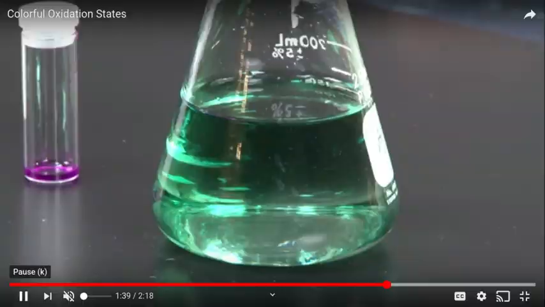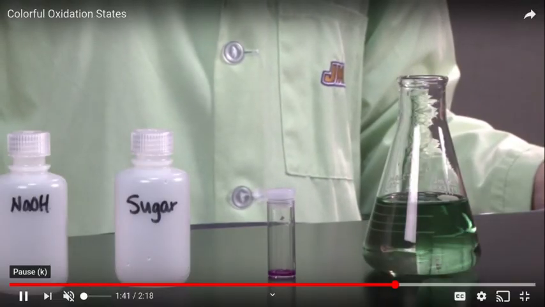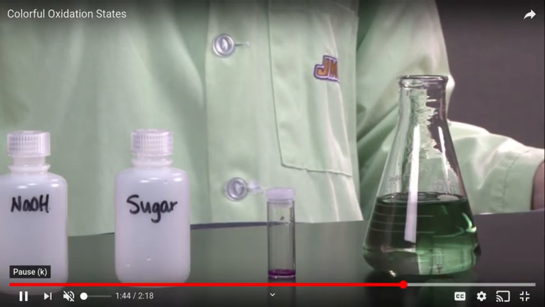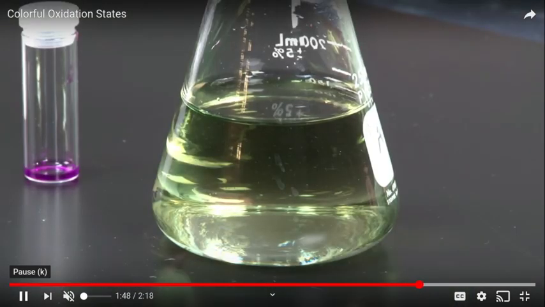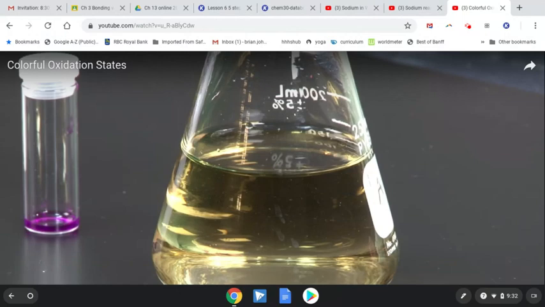Iron 2 colliding with iron 2, and we get orangey yellow, the color of iron 3. Super exciting, I know. It's crazy.